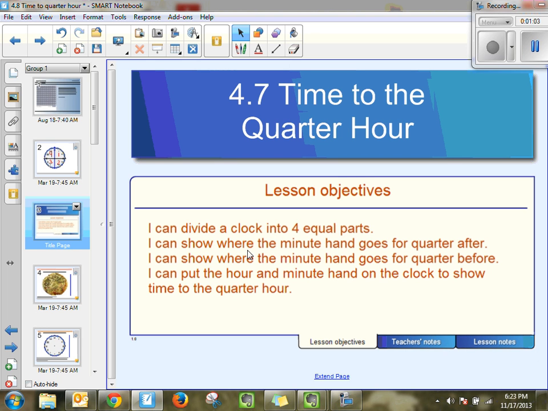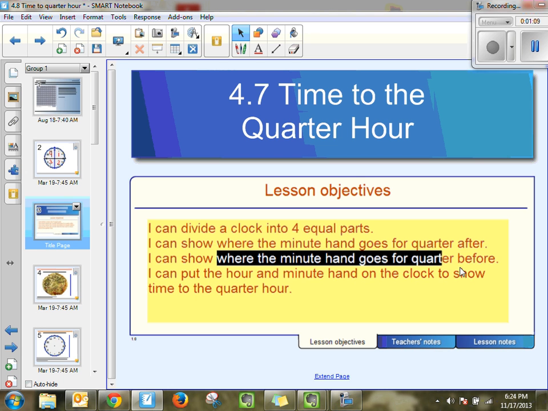So we need to know, where does that minute hand go if I say quarter after. You're going to practice showing me, where does the minute hand go for quarter before. So there's 2 different places that minute hand is going to have to go today, and that's what you're going to learn about. And then the last thing is I can put the hour and the minute hand on the clock to show time to the quarter hour.